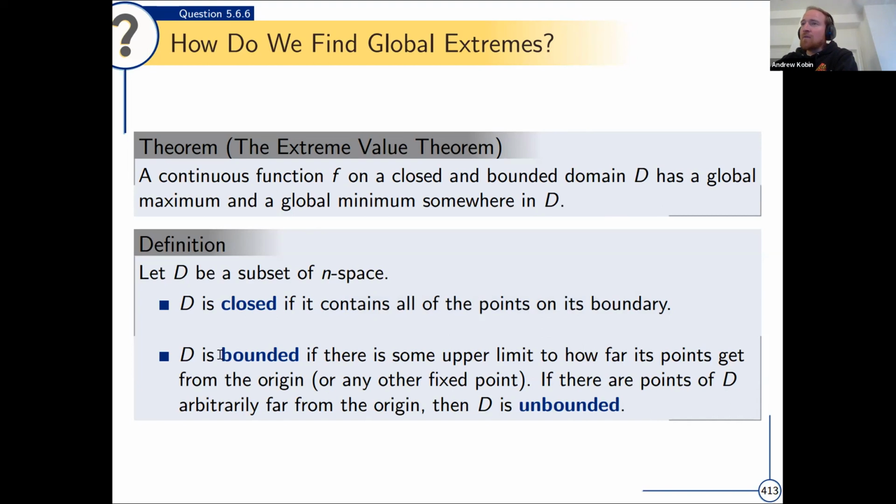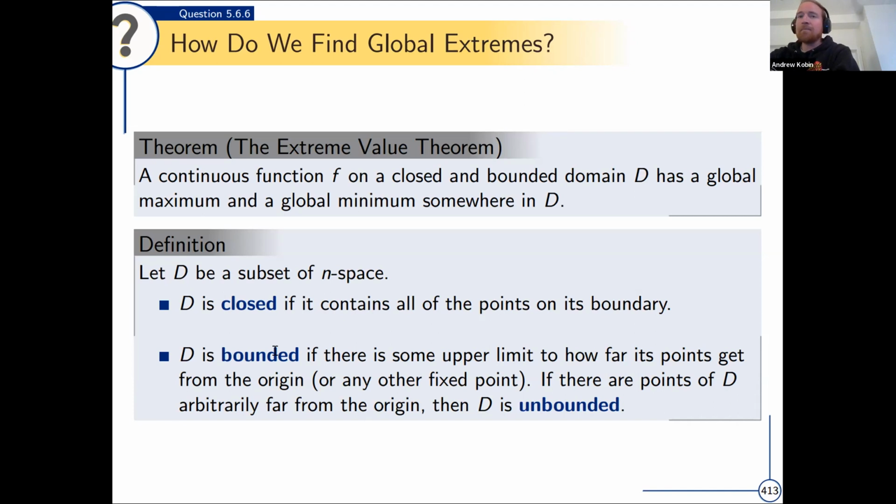Bounded, on the other hand, seems a little more complicated, but it's actually not too hard to think about once you see a few examples. A domain or a region in the xy plane is bounded if there's some upper limit to how far its points get away from the origin or any other point that's fixed in that set. It's a little complicated to state. I'm going to give you another way of thinking about this in a moment. But the opposite of being bounded is being unbounded, which means there are points of this region D that are arbitrarily far away from the origin, or in other words, are as far away from the origin as you can possibly think. And if you keep moving farther away from the origin in every direction, you'll eventually encounter more points of this set D. That's what it means to be unbounded.